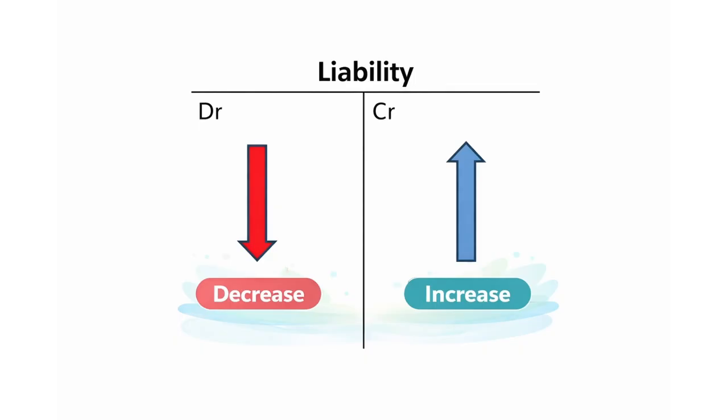For example, when a business buys goods on credit, accounts payable increases, so we record it as a credit. When the business pays off a liability, accounts payable decreases, so we record a debit. This same rule applies to all liability accounts.